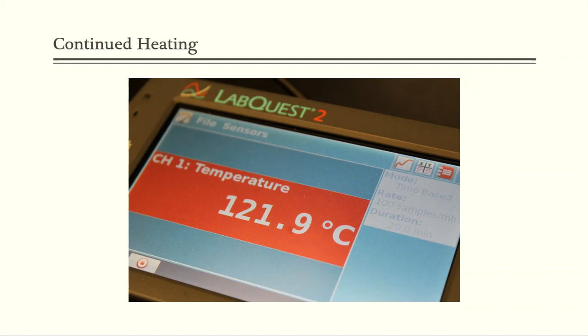So that way you have a beginning and an end range, and the middle is going to be your melting point. Some people do that, some people don't, but that's your personal preference. Whatever you want to do, I don't really care.